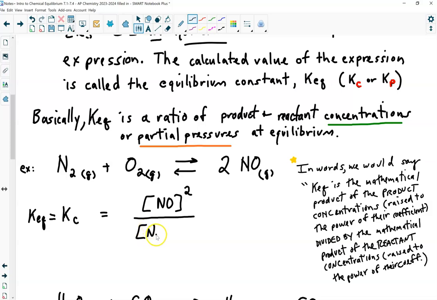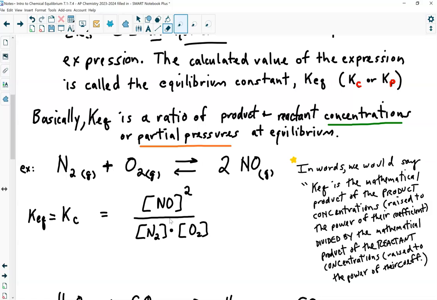So I'm going to take the concentration of nitrogen, and you multiply them, not add them. They're added in the equation, but you multiply them in the equilibrium constant. And these are going to be raised to the first power because that's their coefficient. But because it's the first power, of course, you don't need to write it in. That, my friends, is the equilibrium expression for this reversible reaction.